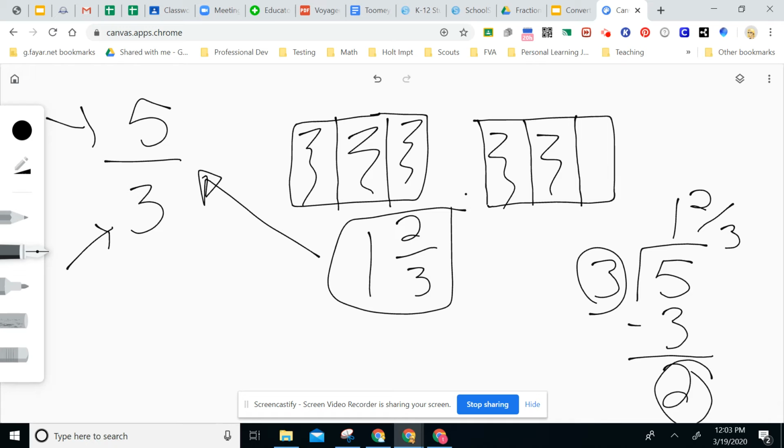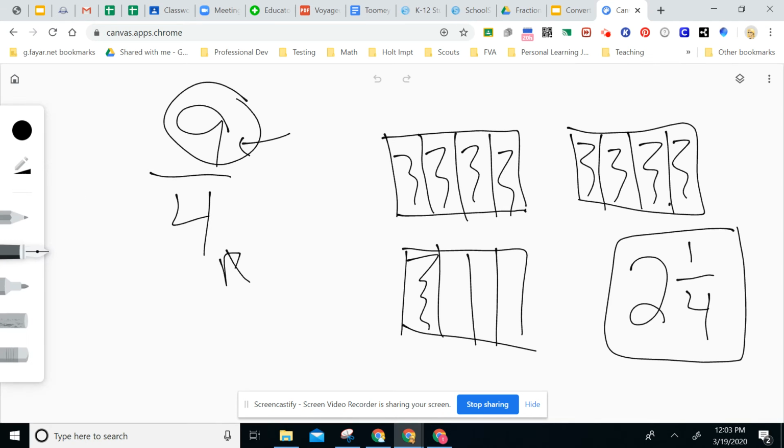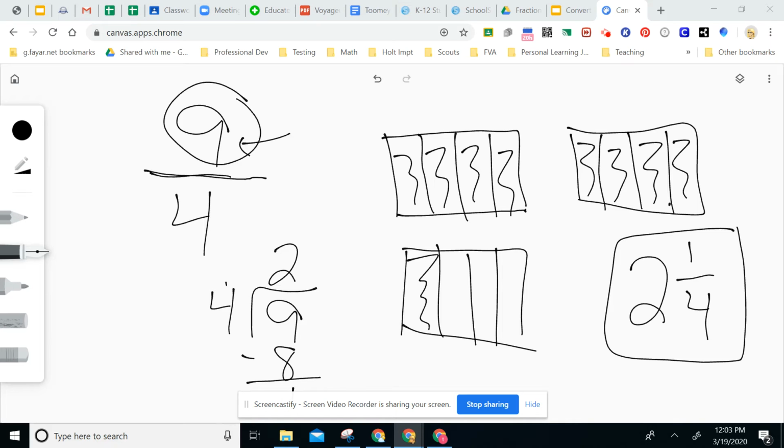Okay, let's try that again with the next one. The next one was 9/4. I'm going to erase a little area over here so I can have some more room. Okay, so 9, fraction bar once again means to divide. So 9 divided by 4. 4 goes into 9 2 times. 2 times 4 is 8. Subtract. 1 left over. We have 1 out of 4 remaining, so 2 and 1/4. And if you notice, that's exactly what our model said, 2 and 1/4.